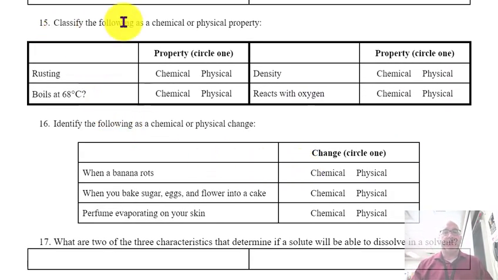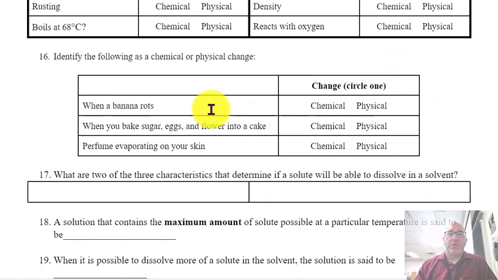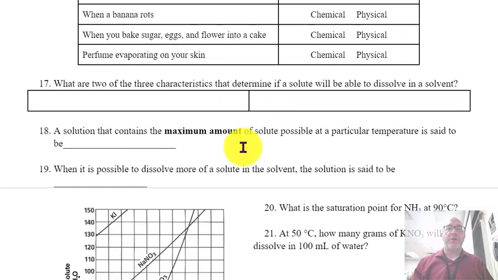Question 15, classify these as either chemical or physical properties. All you have to do is circle one or the other for rusting, boiling at 68 degrees Celsius, density, or reacts with oxygen. Question 16, can you identify these as chemical or physical changes? When a banana rots, when you bake sugar, eggs, and flour into a cake, or perfume evaporating on your skin.